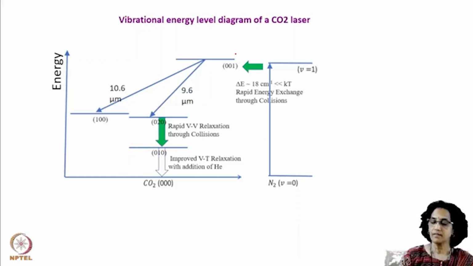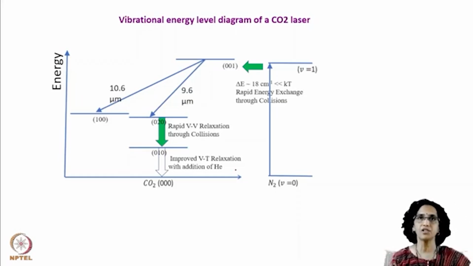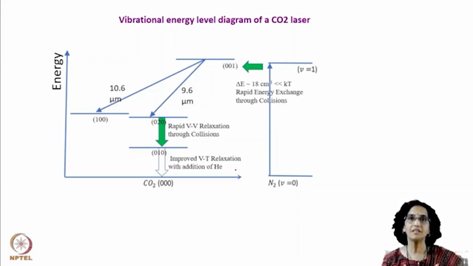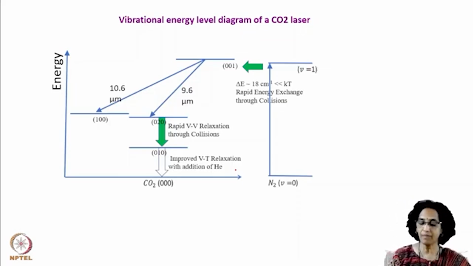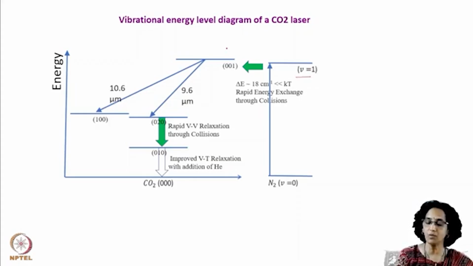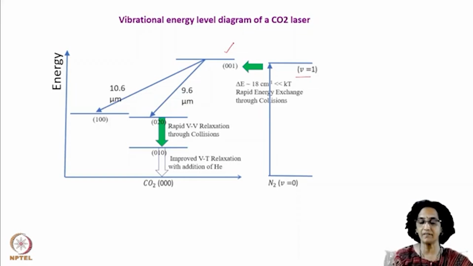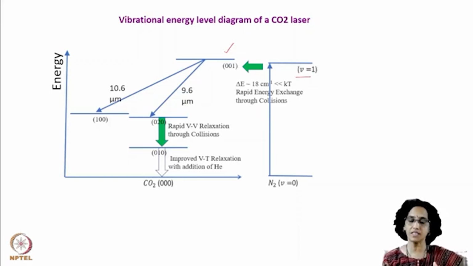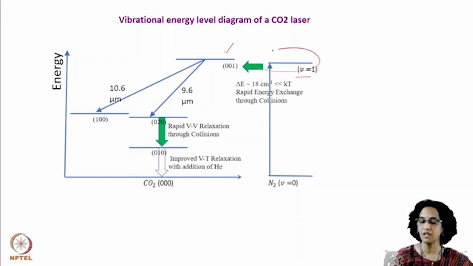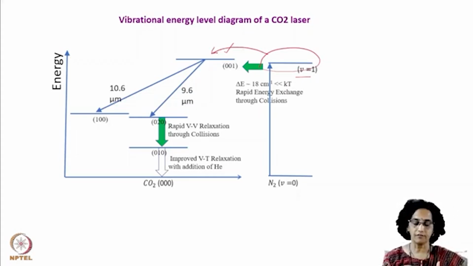We saw that the selective excitation may not be possible with a large efficiency when a pure CO2 laser gas mixture is used. However, this can be overcome by adding nitrogen to the lasing gas mixture. Nitrogen, with its V equal to 1 being very close to the upper laser level of the CO2 molecule, efficiently transfers its vibrational energy to the CO2 molecule and therefore enables very selective excitation.